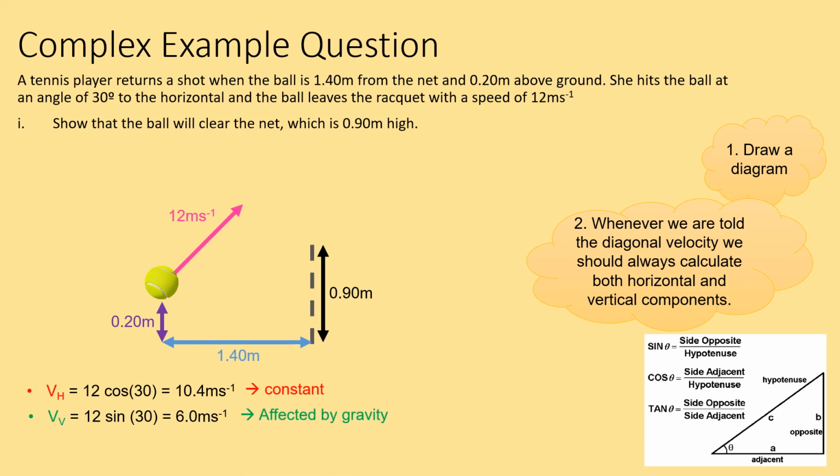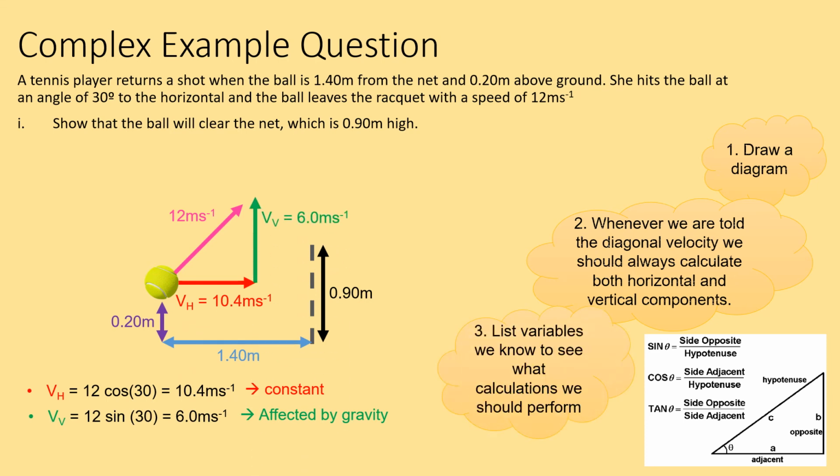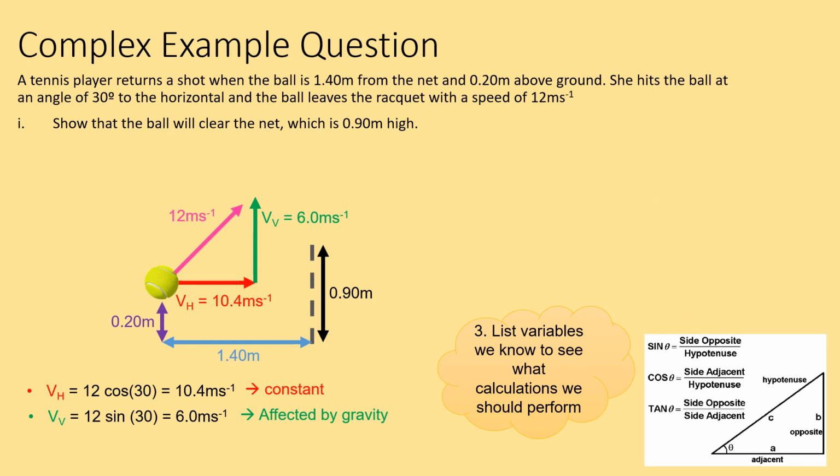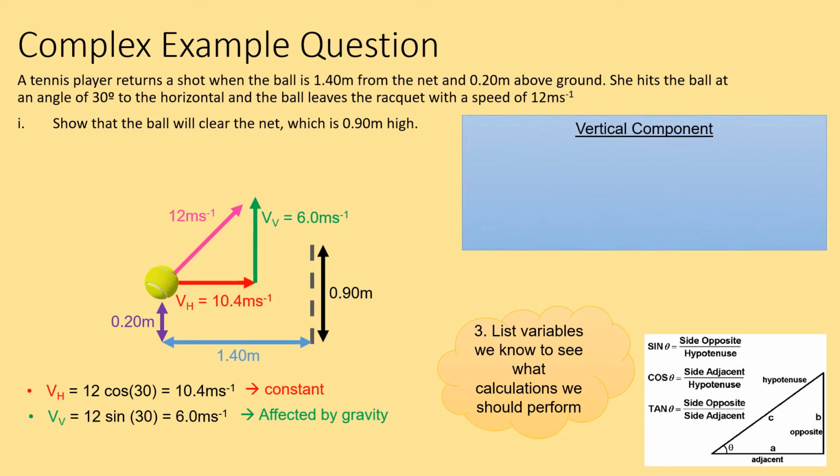And that is affected by gravity. Okay, remember that the horizontal, there is going to be no acceleration, so the velocity is going to be constant. In the vertical direction, we are under the mercy of the massive planet that we live on, and so the ball will drop to the ground. So here are our vertical and horizontal components. Okay, then we do the suvat trick. We list all the variables we know, and we have a look at which equation we should use.